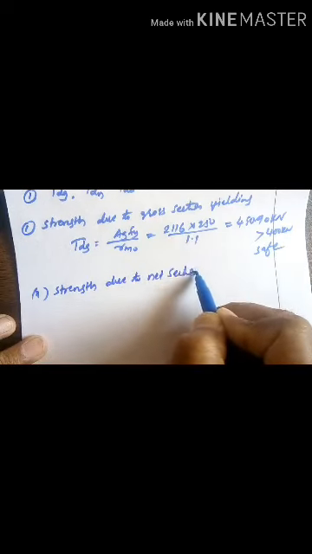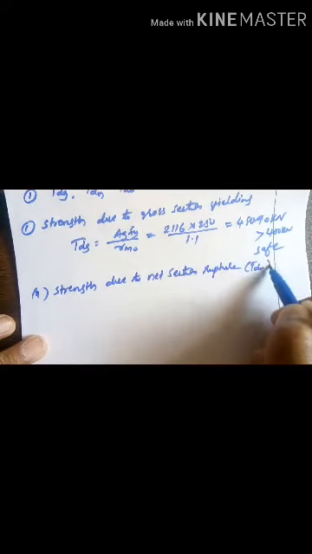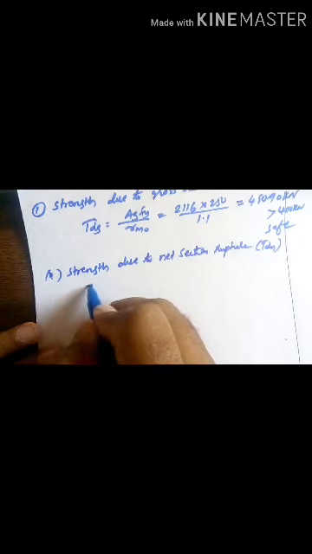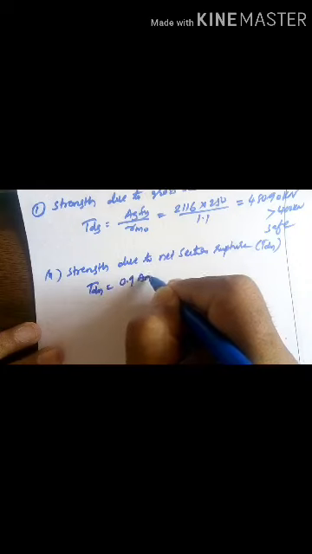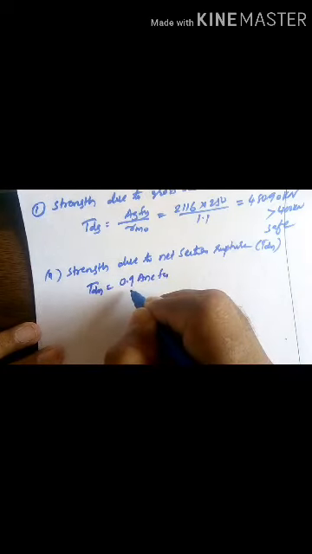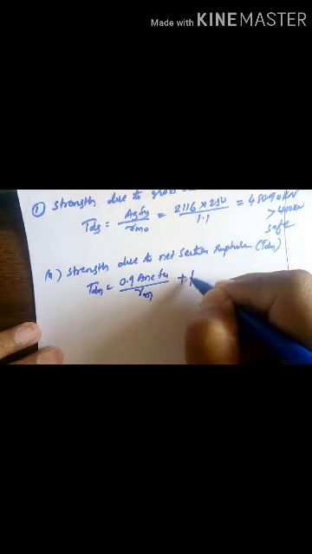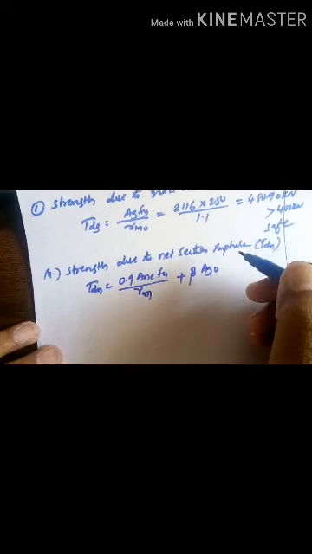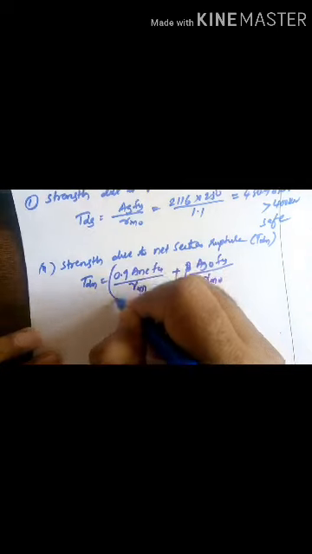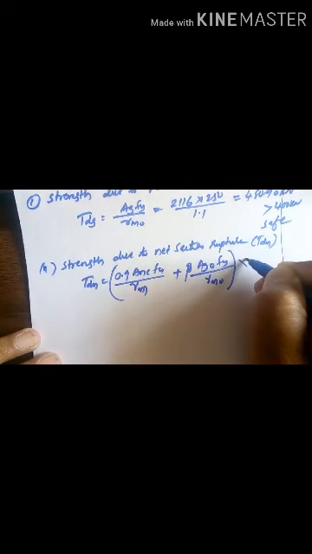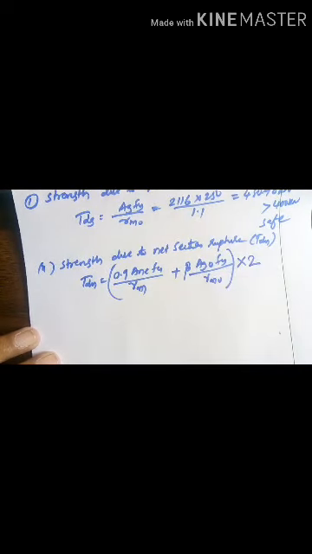The next is strength due to net section rupture, that is Tdn. Again we know the formula: Tdn is 0.9 Anc fu divided by gamma m1 plus beta Ago fy divided by gamma m0. This is for one angle. Since we are designing for a double angle, whatever answer you get, you have to multiply it by 2.